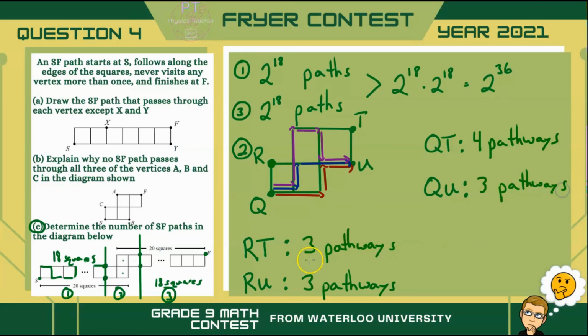Now what this means is, at this middle section 2, we have a total number of 3, 3, 4, 3, or 13 different ways we can get through this middle section here at 2. Which means the total number of different pathways we can take to go all the way from S to F would be multiplying the pathways between each of our sections here, which we have through 1 and 3 and through 2, gives us a total number of 13 times 2 to the 36 pathways.